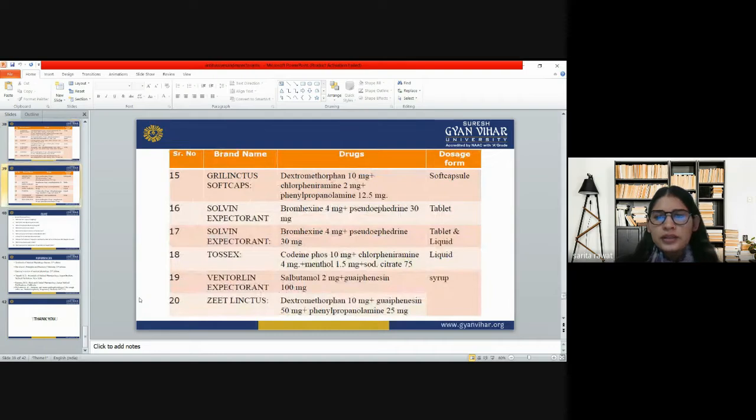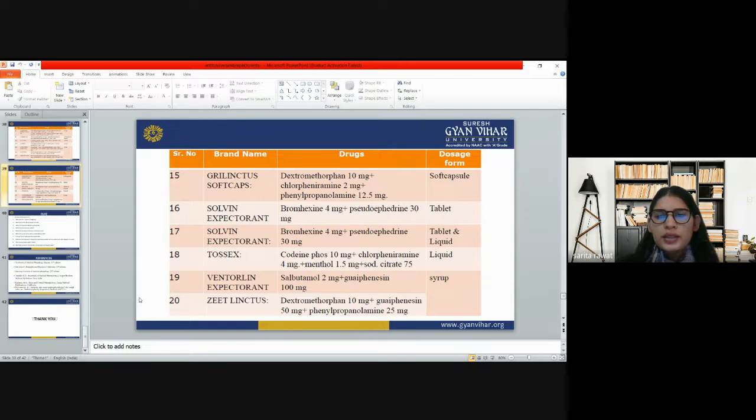Then we have another drug also, which comes in tablet form. So this is a solving expectorant that comes in the tablet form. It includes bromhexine 4 mg and pseudoephedrine 30 mg, which comes in the form of a tablet.